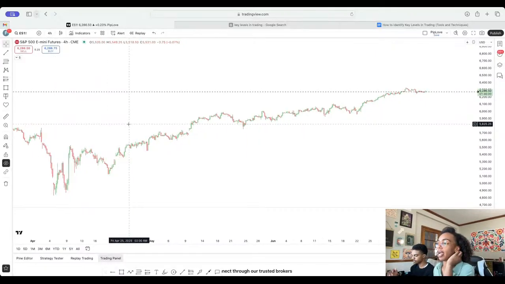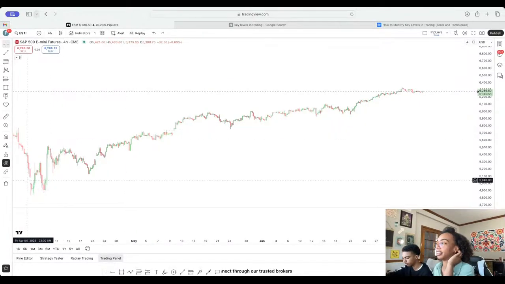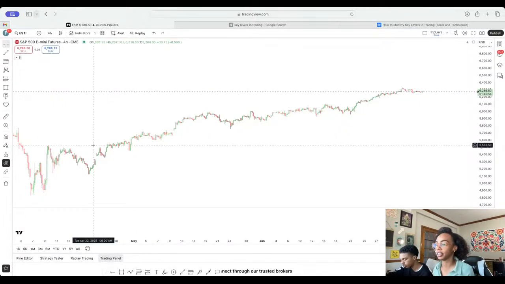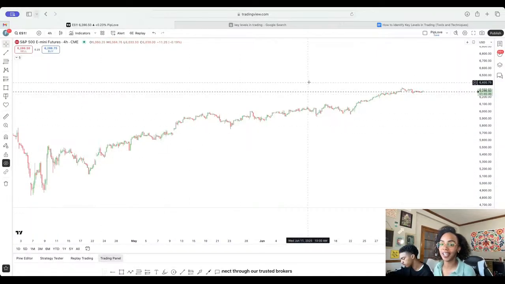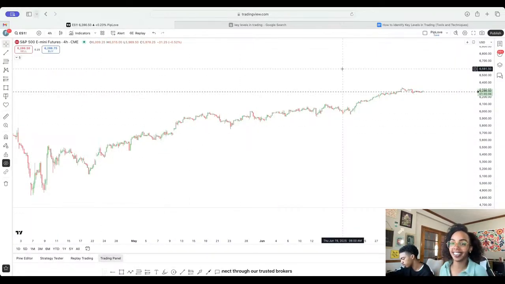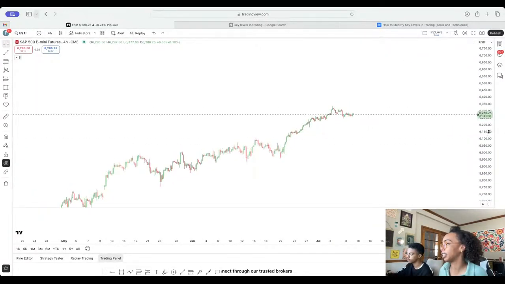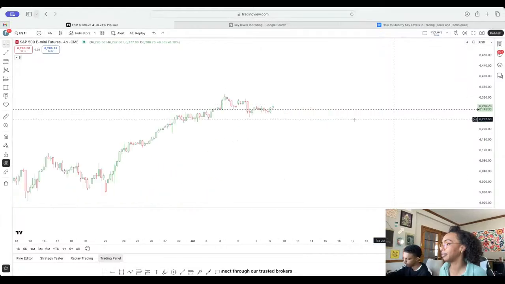Okay, so we are on the 4-hour time frame. What is our bias here? Buying or selling? What have we been doing since April? Let's see here, 2025. Buying, buying, buying, buying. Okay, so we are in a buy. So right now we've been looking for buys in the market.